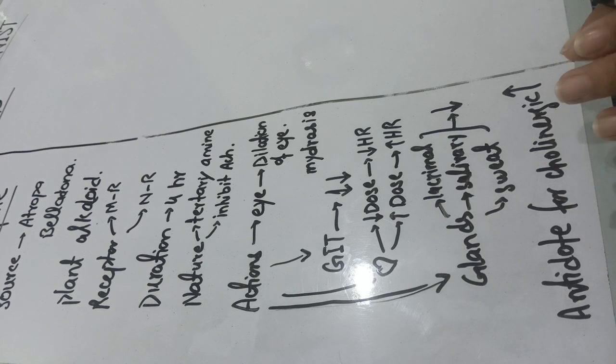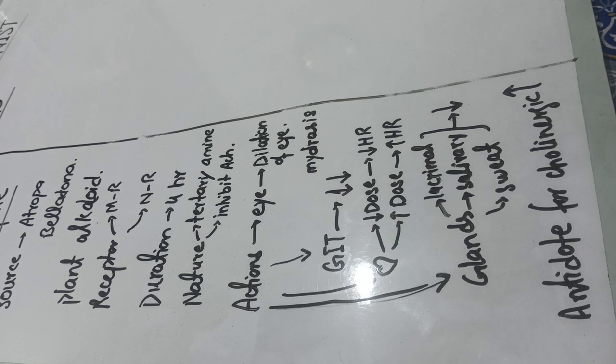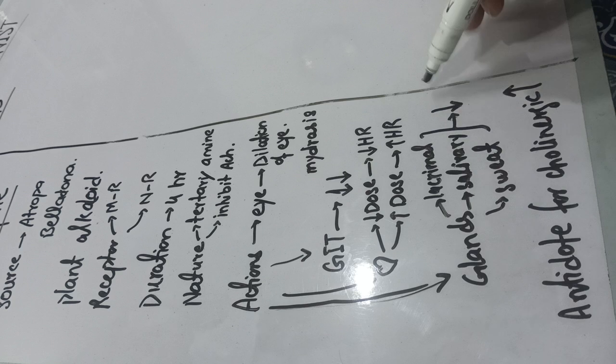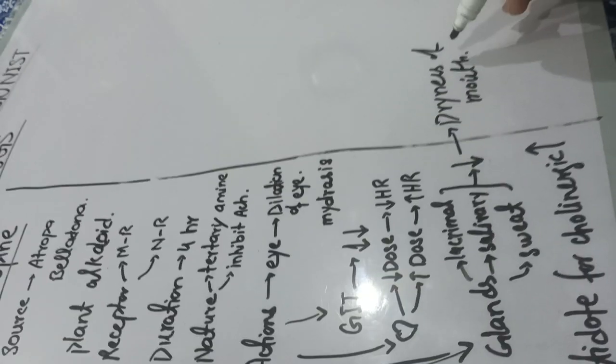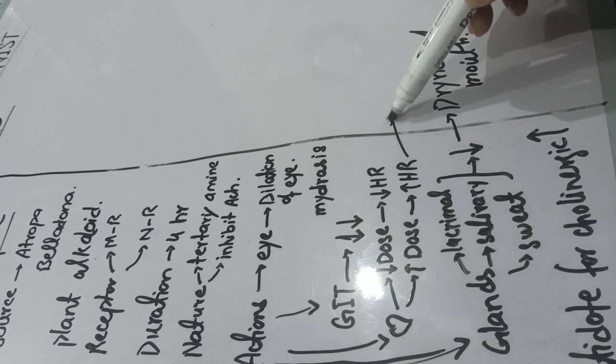Now let's discuss their disadvantages or adverse effects. First of all, the main adverse effect is that because it is decreasing the secretion, it causes dryness of your mouth and your whole body. Second thing, it is causing tachycardia.